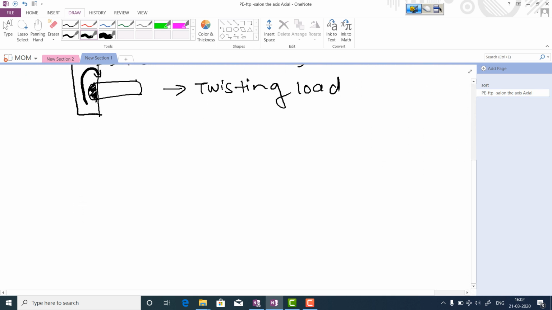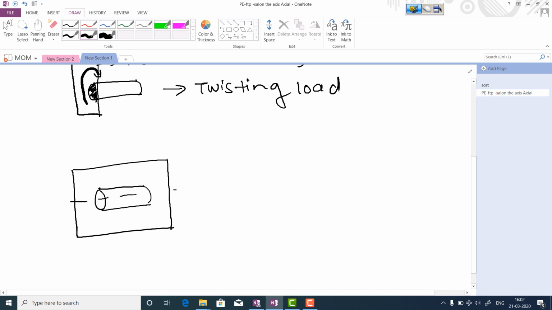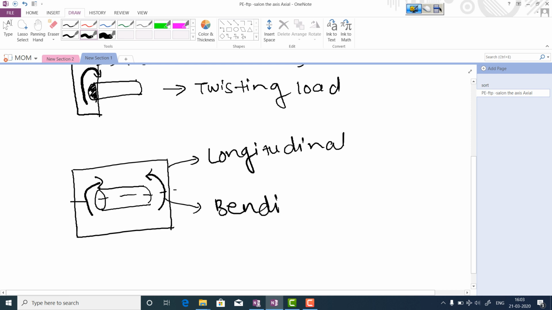Moving forward. Now again consider the same shaft, and the plane in which the axis of the shaft lies is called as longitudinal plane. Now if in this longitudinal plane moment is acting, such type of load is called as bending load.